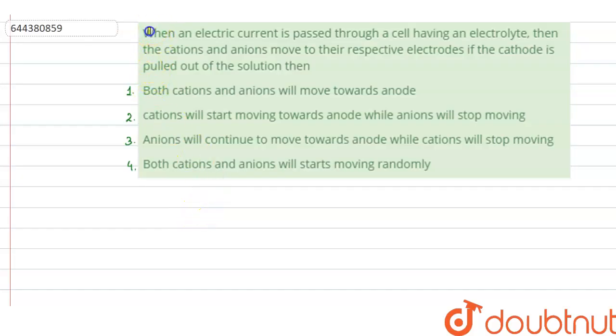Hello everyone, let us solve this question. The question says that when an electric current is passed through a cell having an electrolyte, then the cations and anions move to their respective electrodes.